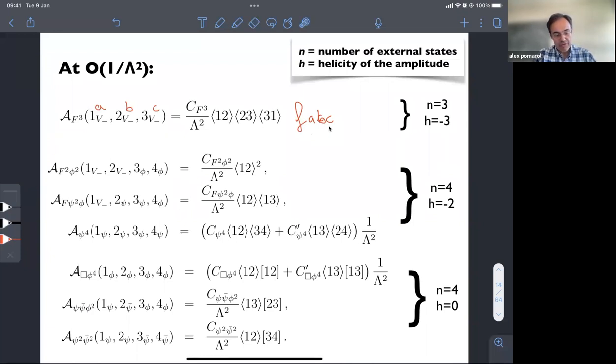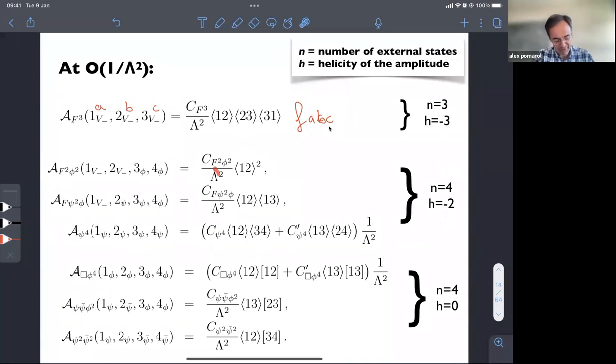So now you can go on and you see that there are no more new 3PTs. I can do a further 1 over lambda squared, but I now have many new 4PTs, amplitudes with 4 states. Now you have to go in an ordered way. An amplitude with 4 states is dimensionless.